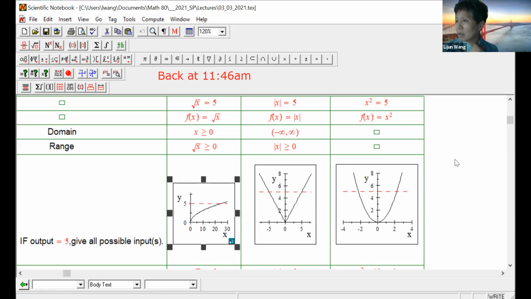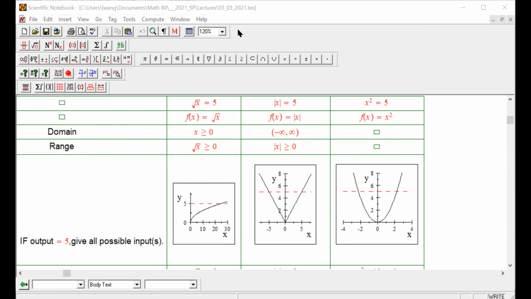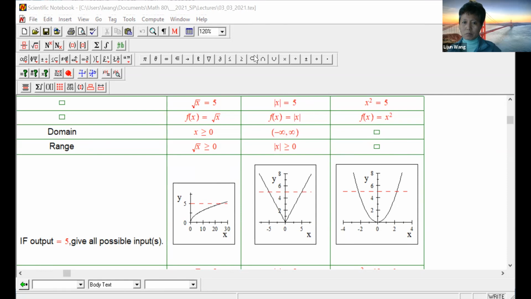Francisco, what is the domain? Marcelo, what is the domain? Alan, what is the domain? All real numbers. Perfect answer.